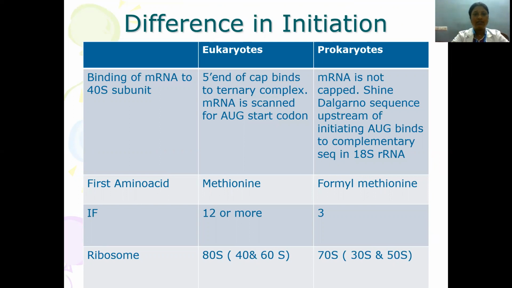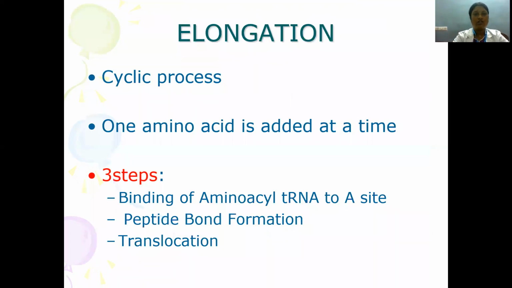The first amino acid in eukaryotes is methionine, whereas in prokaryotes it is formyl methionine. The initiation factors involved in initiation of translation in eukaryotes number 12 or more, whereas only 3 initiation factors play a role in prokaryotes. The ribosomal subunits are 40S and 60S, together constituting the 80S ribosome in eukaryotes. In prokaryotes, they are 30S and 50S, together constituting the 70S ribosome.